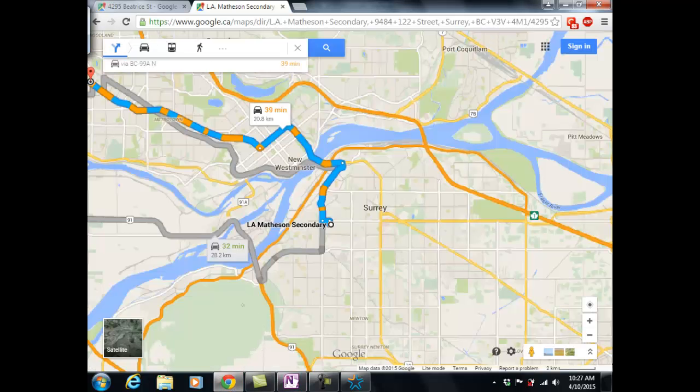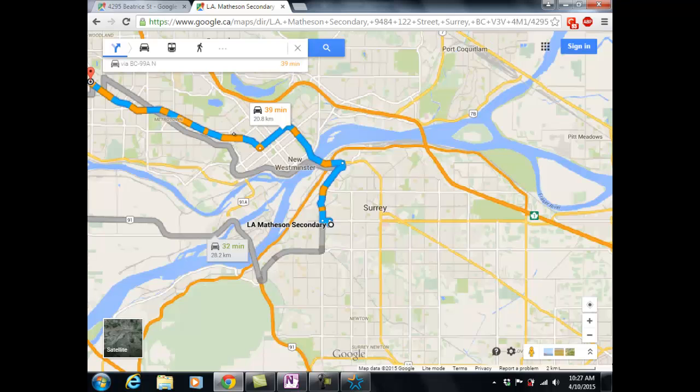This is my house right here. I actually hid the address of it so you can't see it. All the way to Matheson. It is 20.8 kilometers, and according to Google Map, it takes me 39 minutes to get to work every day. True story, every day to get to work. How long does it take you, Mela? That's about the exact same time.